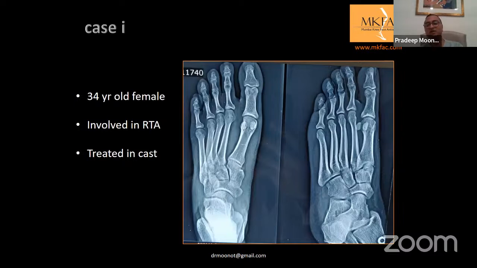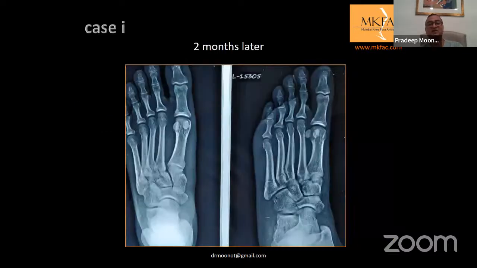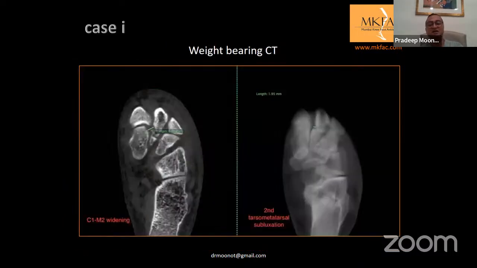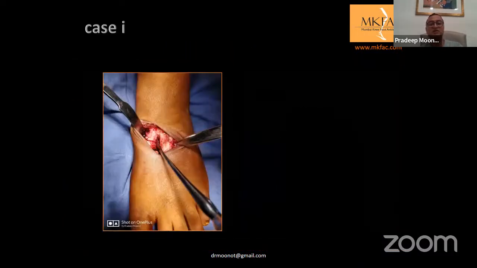So these are another few cases with a mild Lisfranc. So you see 2 months later, this lady has come with mild pain and swelling, and on weight-bearing X-rays you can see there is a slight subluxation with a slight gaping present with a flake sign. Weight-bearing CT scan showed a deviation.